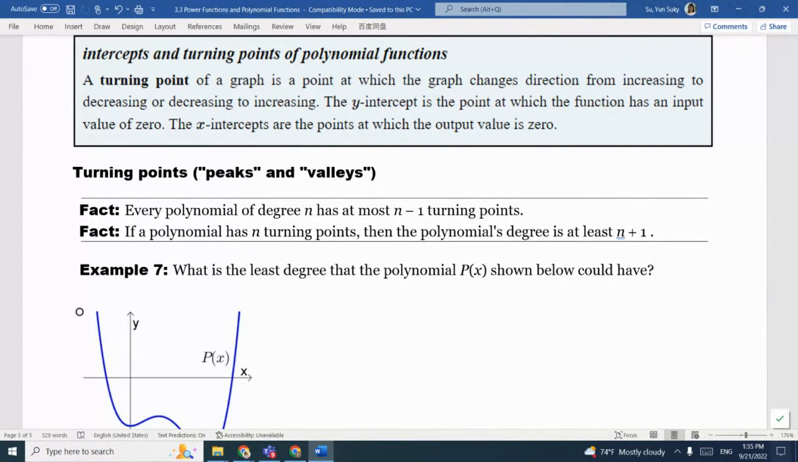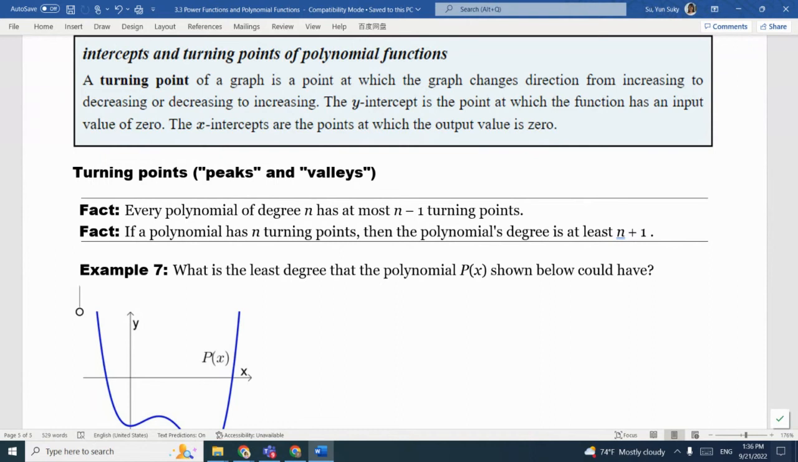So far so good? You can think of the example, degree 2, let's say x squared. Do you see we only have one turning point? So the number of turning points is the degree subtract 1. Degree 2, you have one turning point. Degree 3, you have at most 2 turning points. If the polynomial has n turning points, then the degree is at least n plus 1. The degree is the number of turning points plus 1.